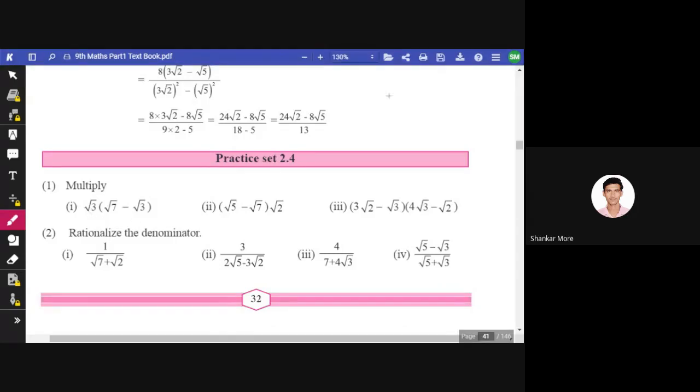Root of 3 multiplied by root of 7 is under root 21, and root of 3 multiplied by minus root of 3, that will be 3. So this is the answer. मैंने आपको बोला है कि इस आंसर को आपको चैट बॉक्स में कैसे लिखना है. You have to write it like this: R21 minus 3. This is the format that you will write your answer in the chat box.